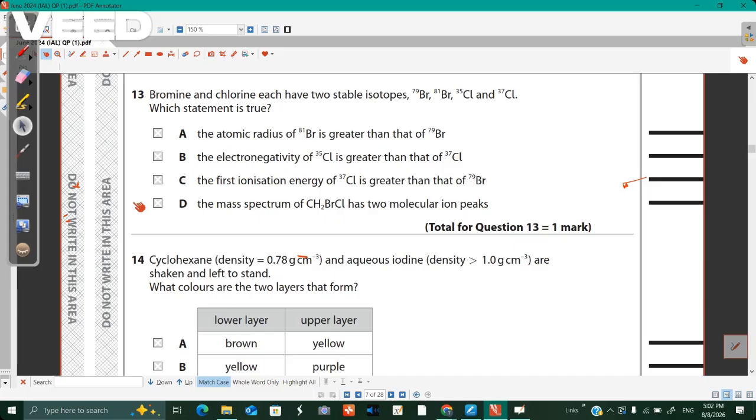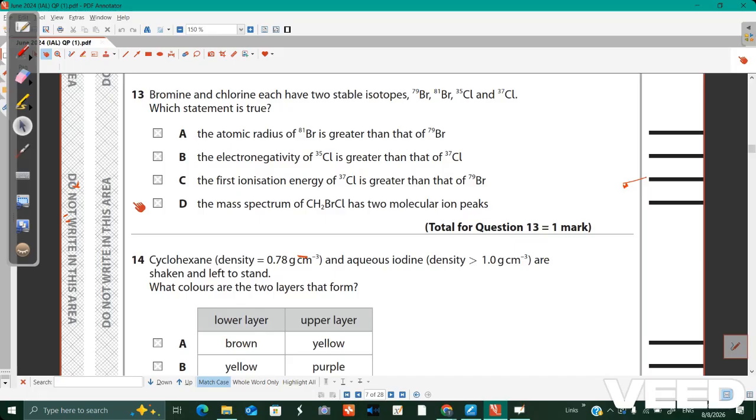First ionization energy of chlorine is greater than bromine. Yeah, first ionization energy is greater in chlorine because chlorine is in a higher period and bromine is in a lower period. Therefore, more shielding is there in bromine. Therefore, ionization is easier in bromine. Therefore, less energy is needed.